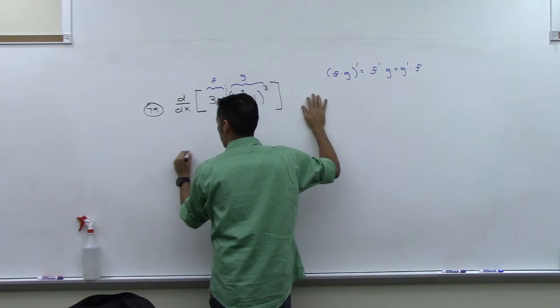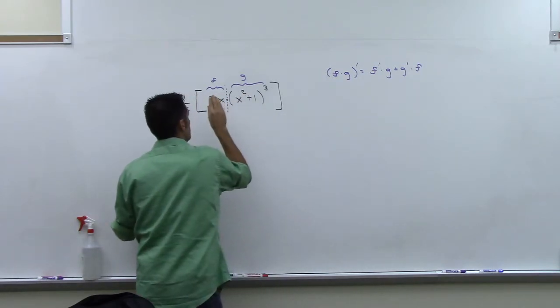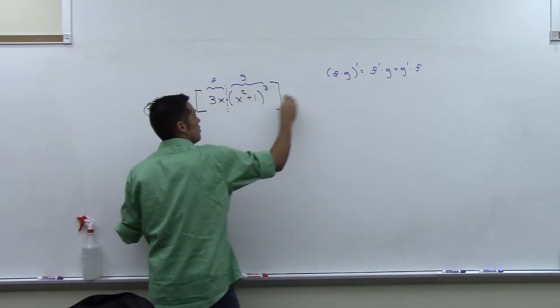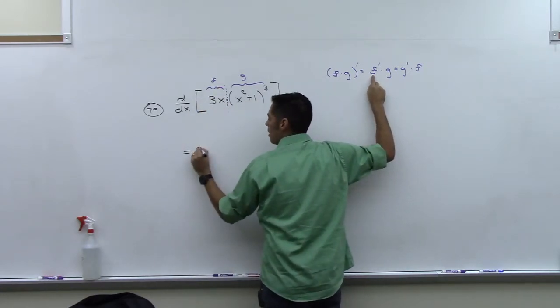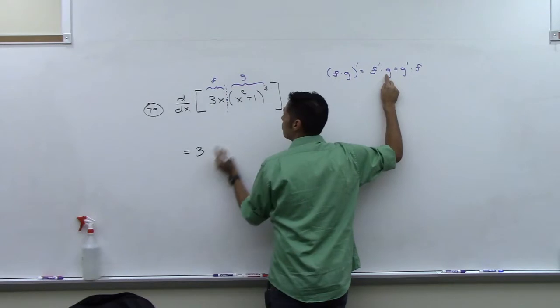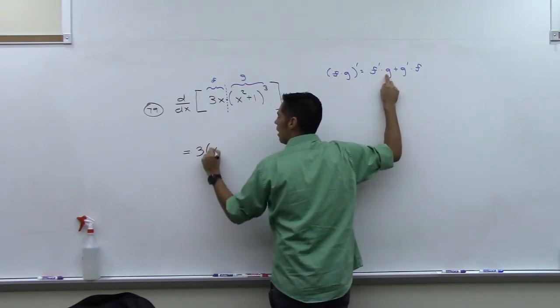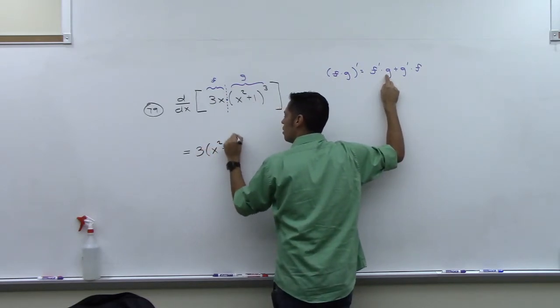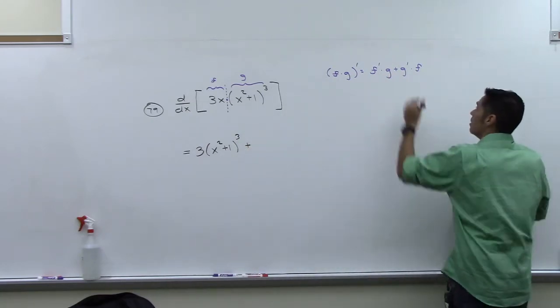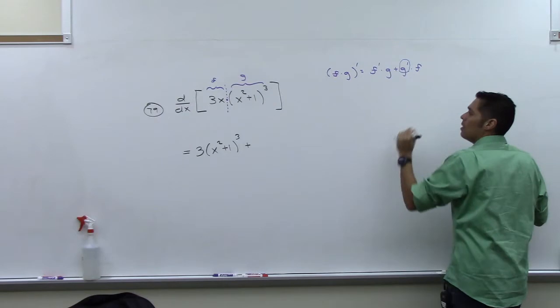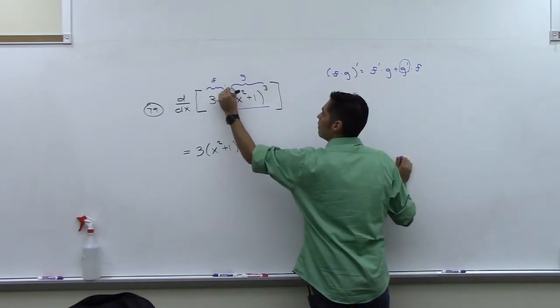So we need to know what the derivative of f times g is. It's going to be the derivative of f, which is the derivative of just 3x, which is 3, times g with no derivative. Here's g. So we have x squared plus 1 cubed, plus, now here's the hard part, the derivative of g. Now this is g right here, the whole thing.